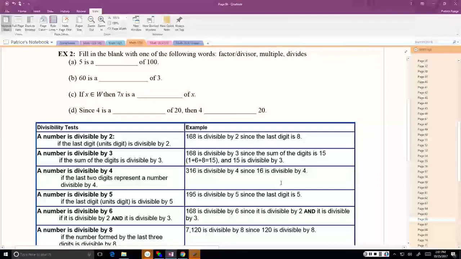Okay. Fill in the blank with one of the following words. Factor, divisor, those mean the same thing. Multiple or divides. Y'all ready? Okay. Ms. Martinez, part A. 5 is a blank of 100. Oh, wait, and let's stop a second. Let me pause this. All right, so 5 is a blank of 100, Ms. Martinez. What is it? A factor.